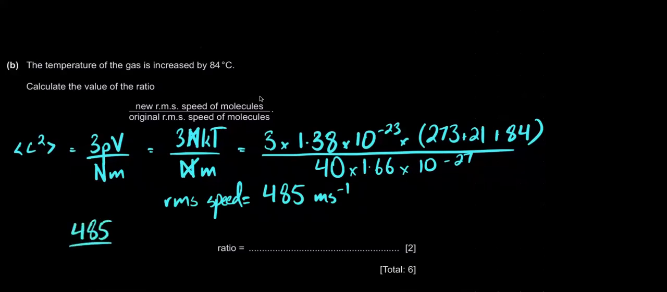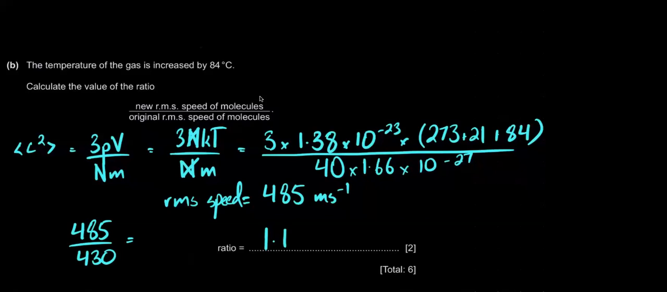The old RMS speed was 430. So this can give us the value of the ratio. 485 divided by 430 is 1.127, or just to 2 significant figures, 1.1.